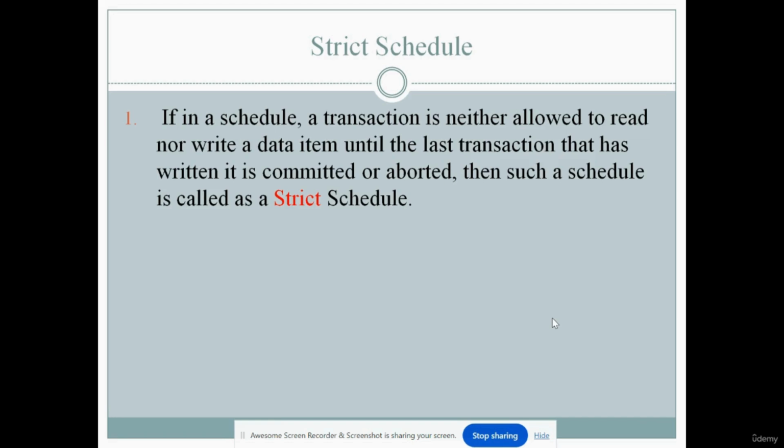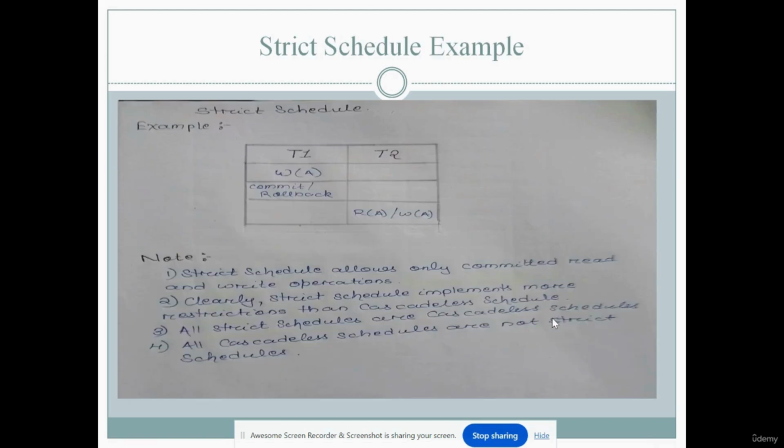Now coming to the strict schedule. If in a schedule a transaction is neither allowed to read nor write a data item until the last transaction that has written it is committed or aborted, then such a schedule is called a strict schedule. Now coming to the example of strict schedule, let's see this example. The transaction T1 writes a, then commits or rolls back. Then transaction T2 either reads a or writes a.